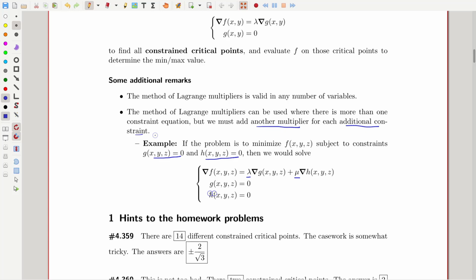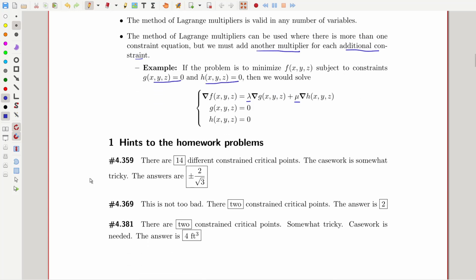And technically five unknowns, because you have x, y, and z, and lambda and mu are also unknowns. They're variables. They should be some numbers, but we don't know what they are. So five equations and five unknowns. So there can be solutions. Okay. Right.